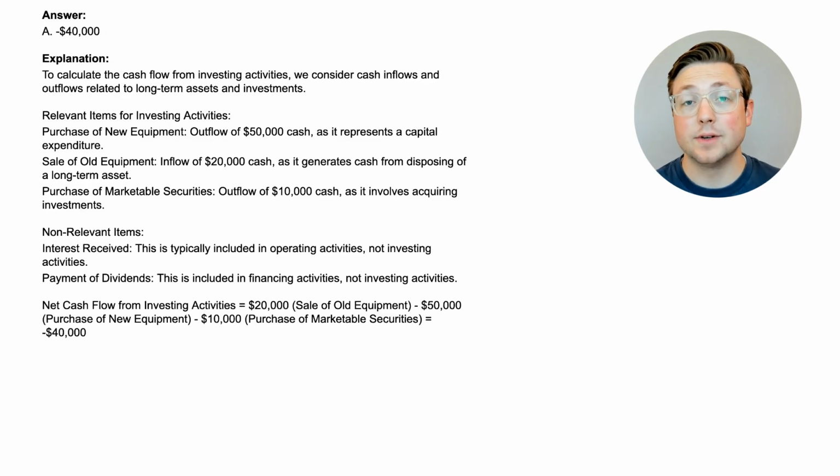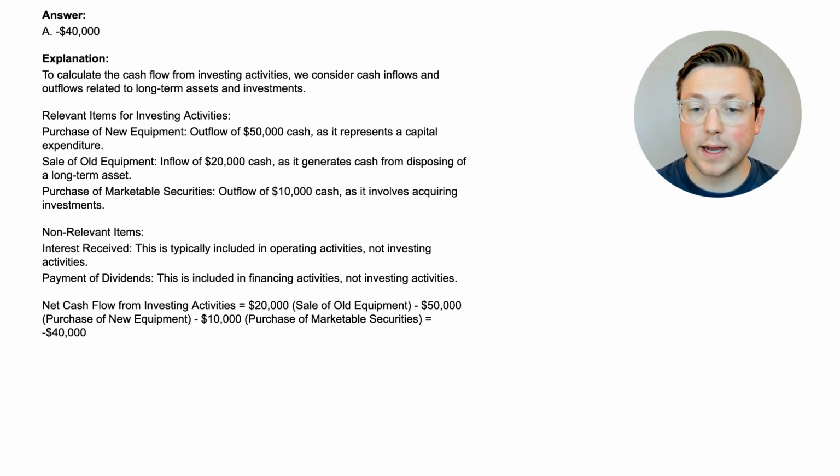All right, the answer is A. There's a negative $40,000, or really, if you think about it, it's a $40,000 cash outflow of investing activities. So let's walk through this. To calculate the cash flow from investing activities, we consider cash inflows and outflows related to long-term assets and investments. So the relevant activities are the things that have to do with purchasing new assets and new investments. So it's the new equipment, the sale of the old equipment, and the purchasing of marketable securities.